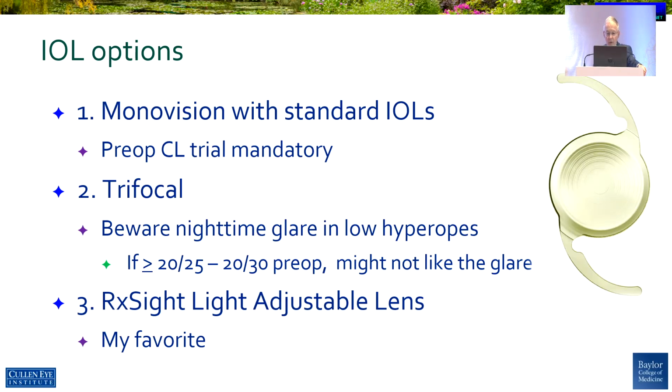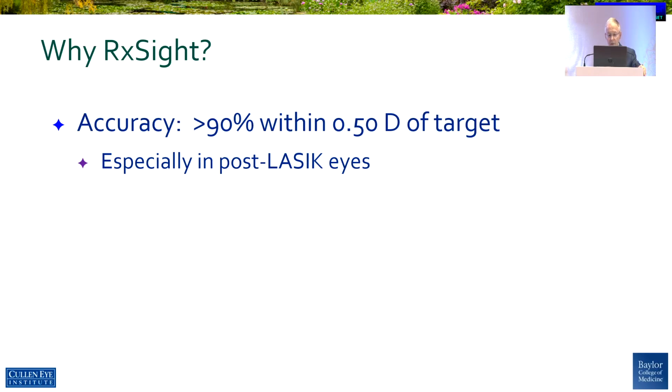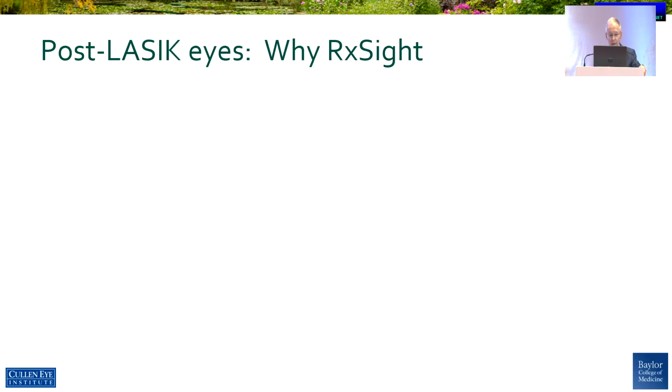And my favorite really is the light adjustable lens, because I can put that in and I can dial in what I want for the patient, and the patient can really tell me what to do post-operatively. The accuracy we found with the RxSight is over 90% within a half diopter of target, including post-LASIK eyes. You can dial in the magnitude of the near that they need and that they tolerate. It has negative spherical aberration, which is a nice benefit in a post-myopic LASIK eye.